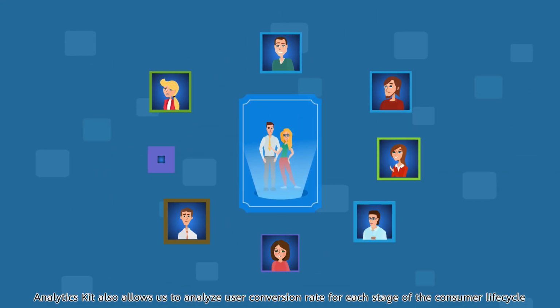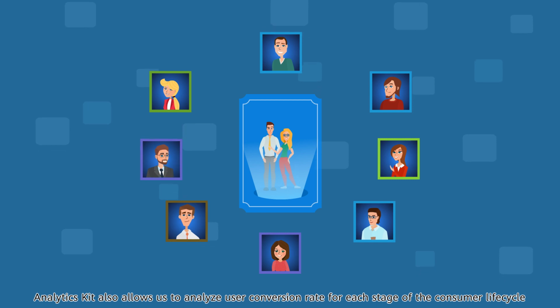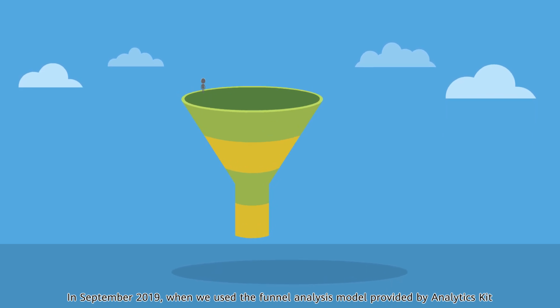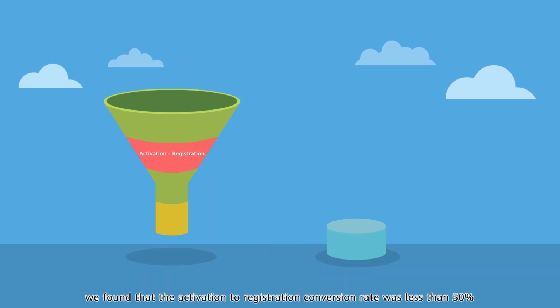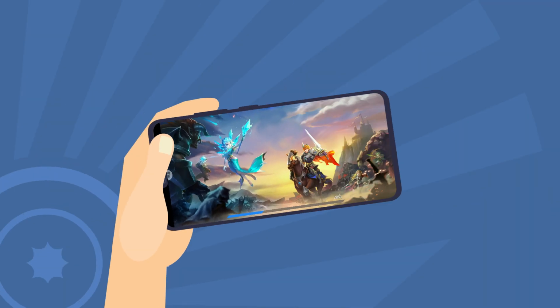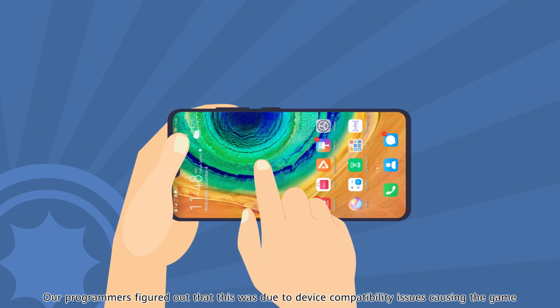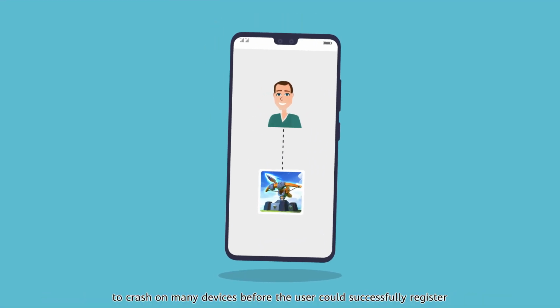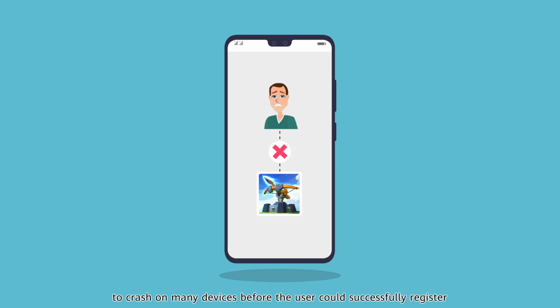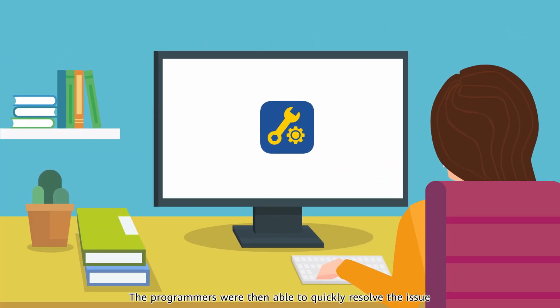Analytics Kit also allows us to analyze user conversion rate for each stage of the consumer lifecycle. In September 2019, when we used the funnel analysis model provided by Analytics Kit, we found that the activation to registration conversion rate was less than 50%. Our programmers figured out that this was due to device compatibility issues causing the game to crash on many devices before the user could successfully register. The programmers were then able to quickly resolve the issue.